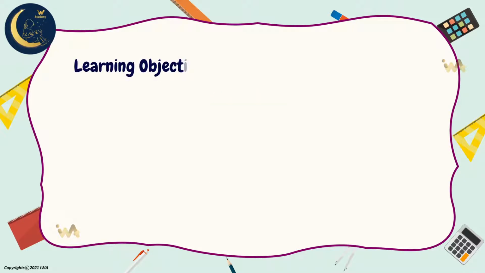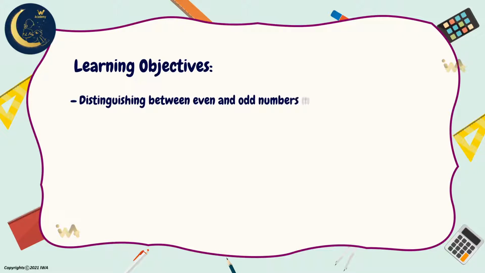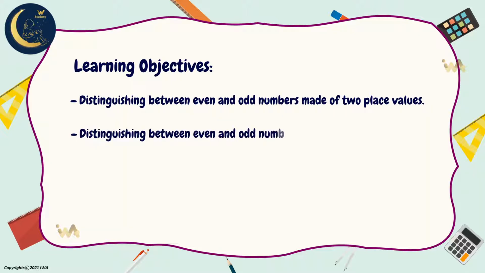Learning objectives. Distinguishing between even and odd numbers made of two place values. Distinguishing between even and odd numbers made of three place values. Understanding what happens when we add odd numbers with even numbers, odd numbers with odd numbers, and even numbers with even numbers.